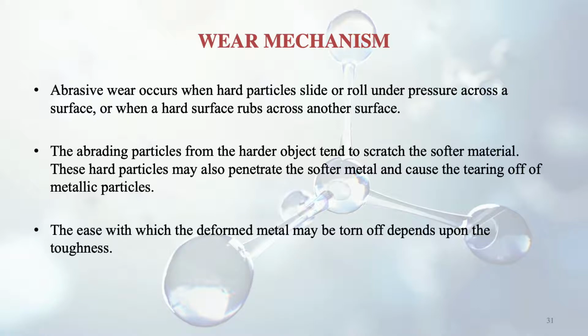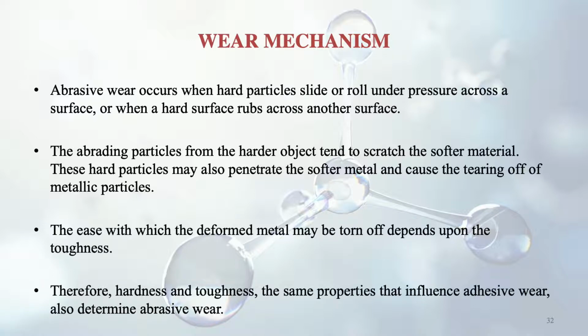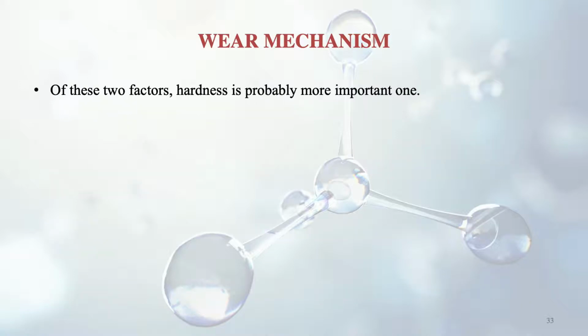The ease with which the deformed metal may be torn off depends upon the toughness. We know that already. Therefore hardness and toughness, both the properties, are very important, and they influence the adhesive wear and also determine the abrasive wear. So in both cases, adhesive and abrasive wear, both these properties are very important. But out of these two factors, hardness is actually more important than toughness, because in the initial phase itself it will not try to deform the material.